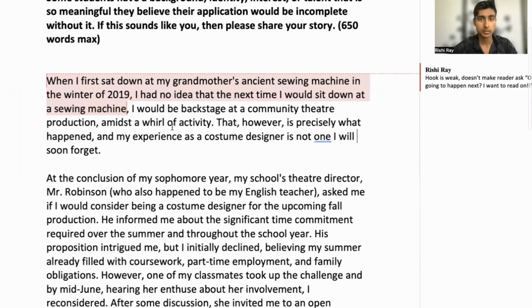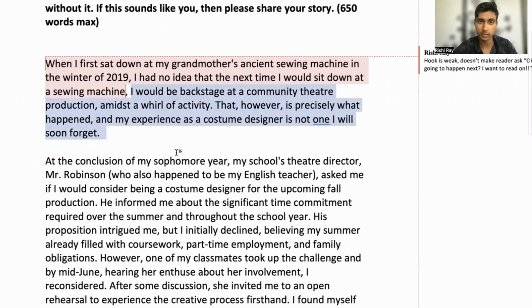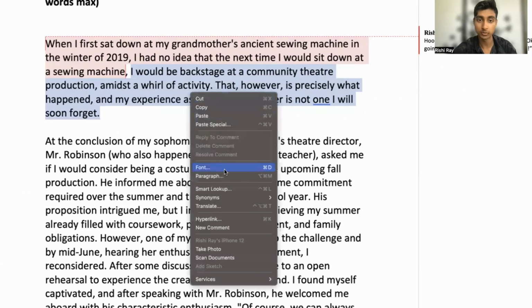Okay. Next thing I'm reading is where we're setting the context of what's going on. What's the scene like? The biggest thing here is that I see the picture they're trying to go for, amidst a whirl of activity. But this is something we see throughout the essay, which is an issue of telling instead of showing. Even with that first line, it's really not giving me the feeling of being there with you, seeing this, especially the backstage at the community theater, what that feels like.